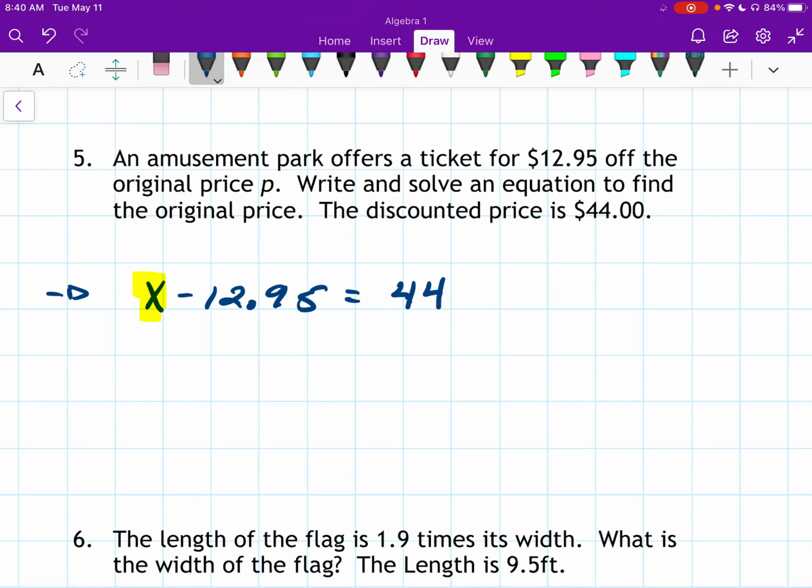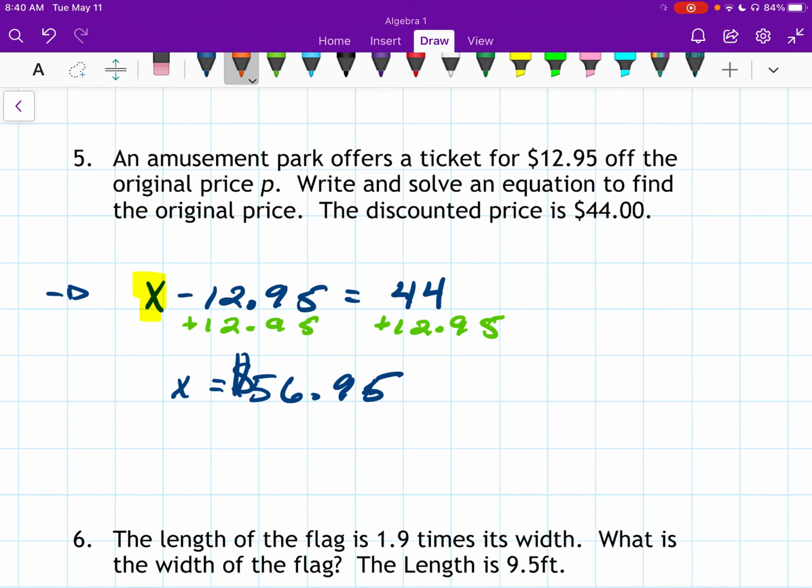All right, now that we have this written, we can solve this. And the way that I'm going to do that is I'm going to add $12.95 to both sides. And I will end up having x equals $56.95. And because it's money, I'm going to put a dollar sign there. And there we are. Okay.